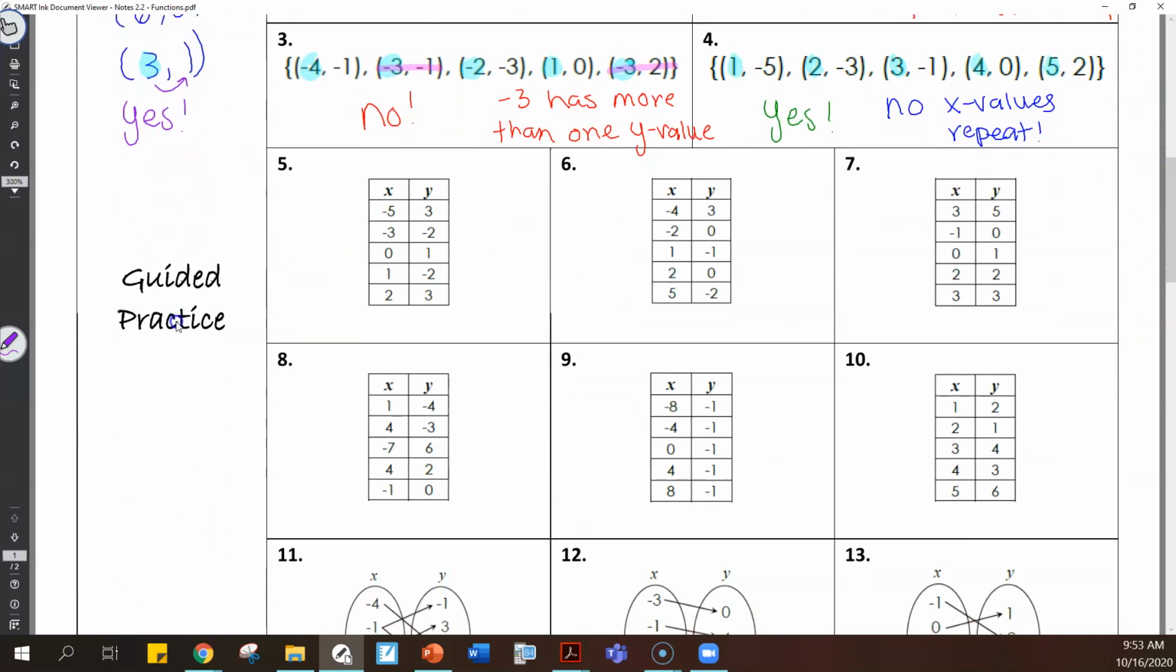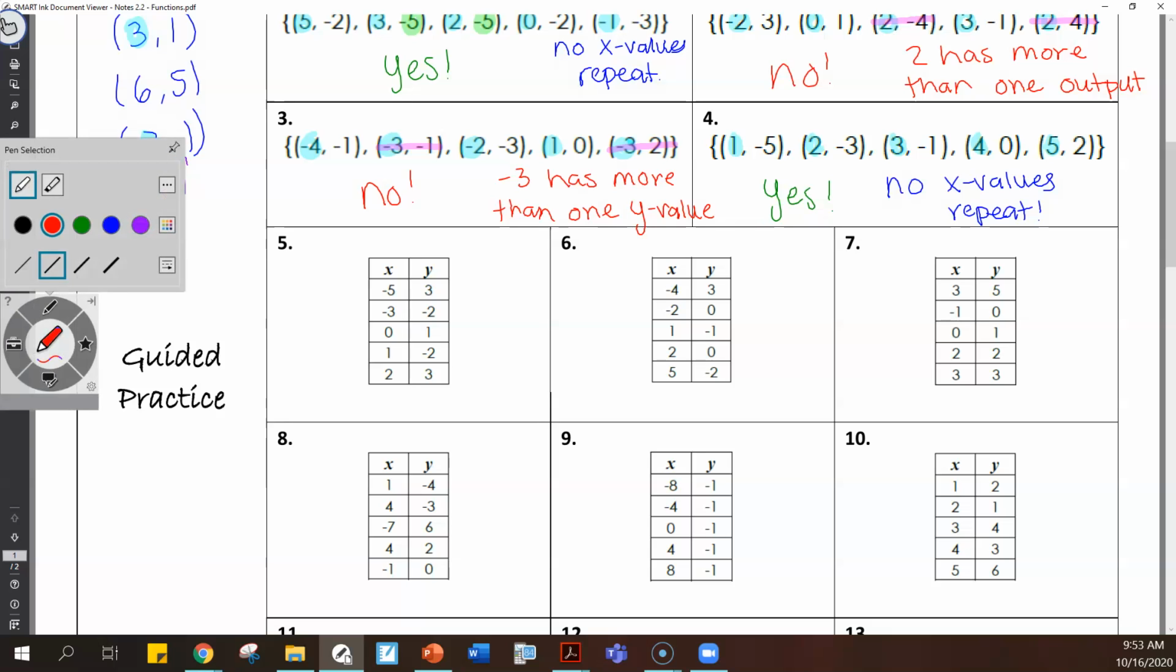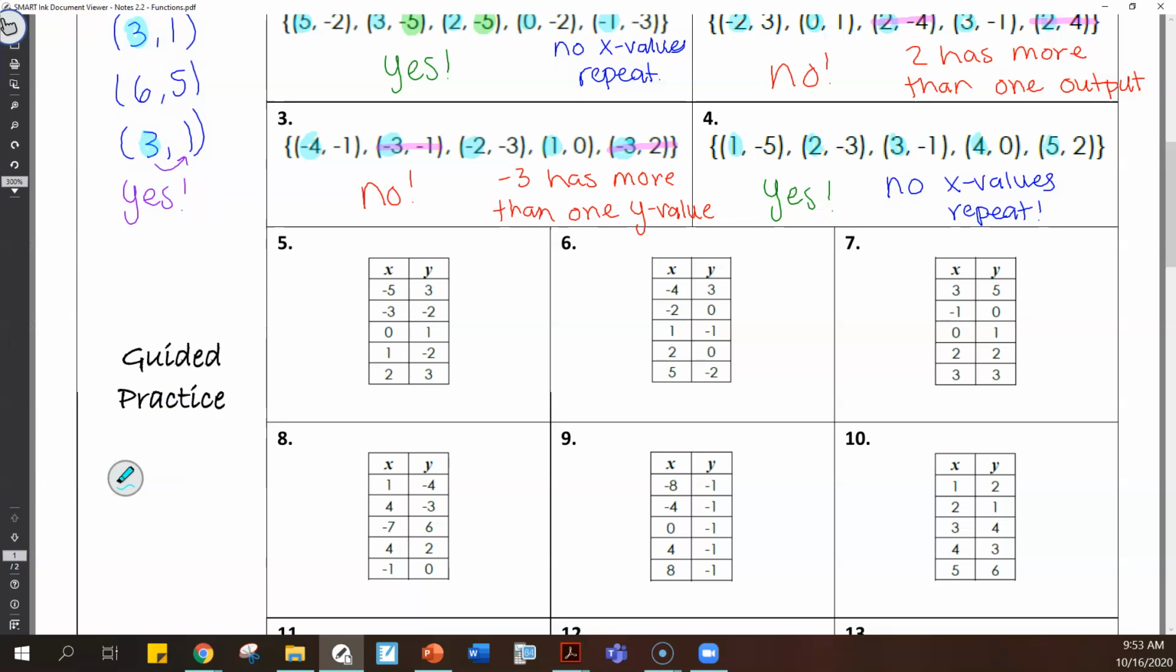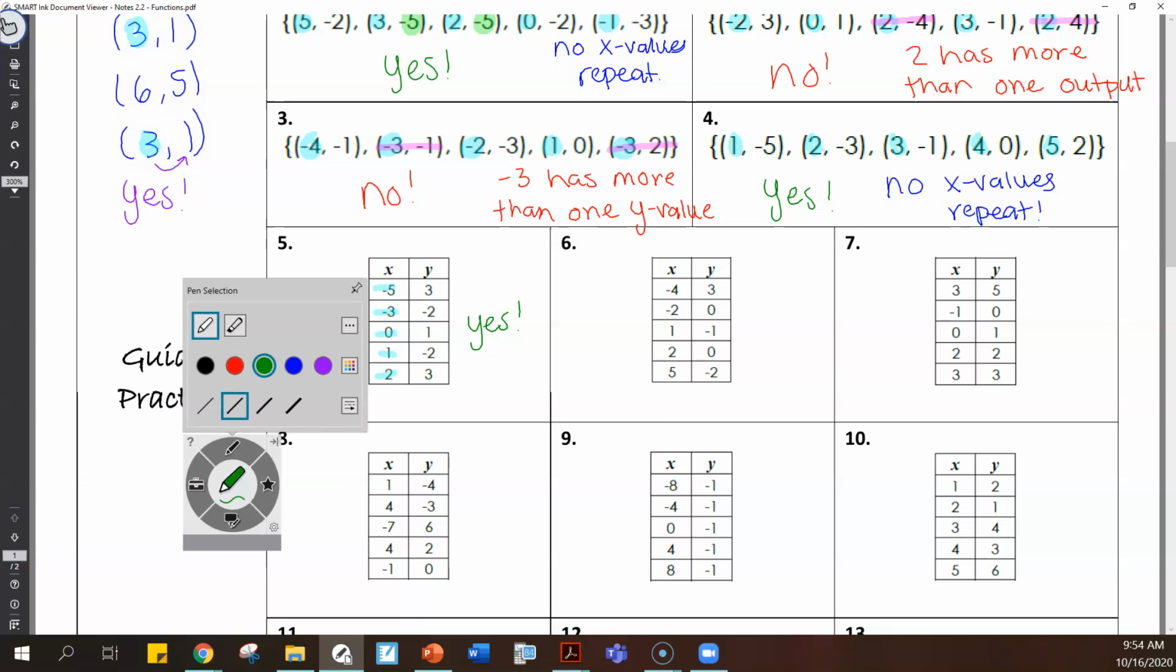Okay. Do the same thing with my tables. I'm going to try 5, 6, and 7, and then you can try 8, 9, and 10. So let's look at number 5. I want to check my x values. I've got negative 5, negative 3, 0, 1, and 2. My x values are looking pretty good. None of them repeat, so this is a function. Number 6, I got negative 4, negative 2, 1, 2, and 5. Again, none of these repeat, so this is a function.